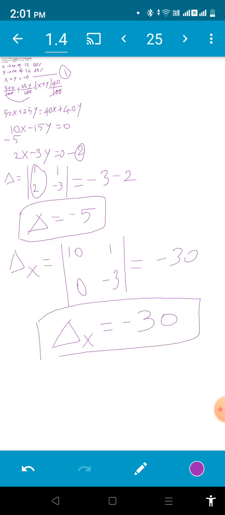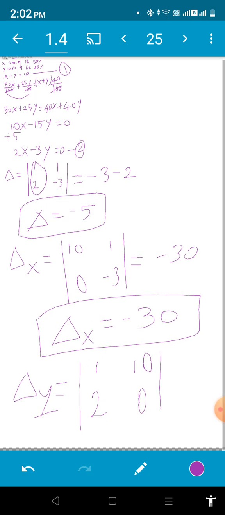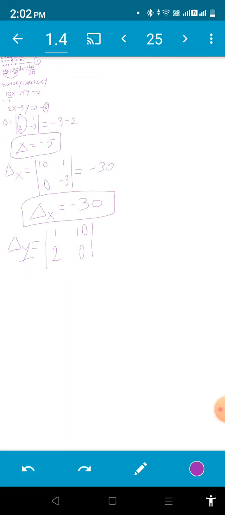Similarly, I find delta y. The x column is not changed, so 1, 2 as it is. Only the y column I change, putting in the constant values 10 and 0. Then 1 into 0, 0 minus 20. I get 0 minus 20, so delta y is equal to minus 20.